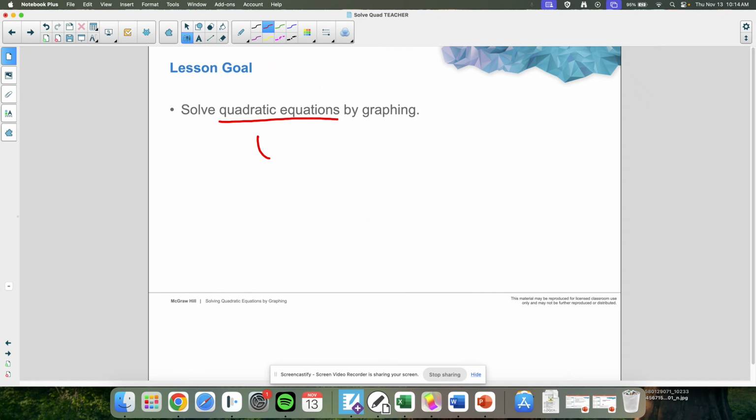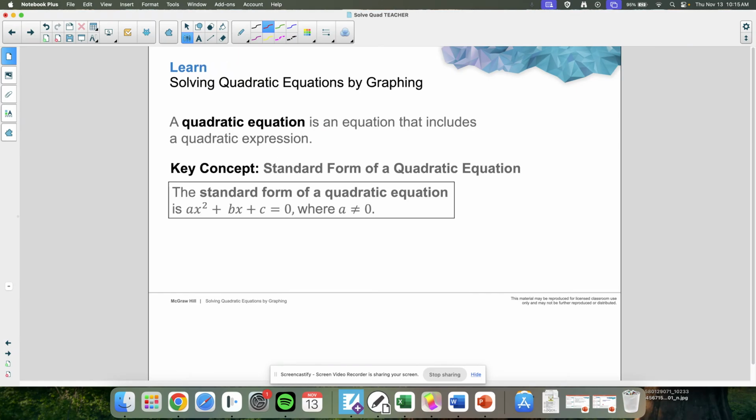So a quadratic equation is a U-shaped graph. We know how to graph these. And we are going to end up solving them by graphing. The reason we are going to be able to solve them by graphing is we know how to graph these. So on this slide, we're going to add a couple things. We are going to be working with things in standard form.